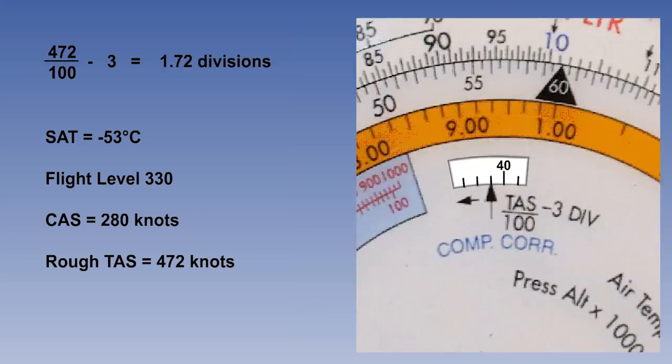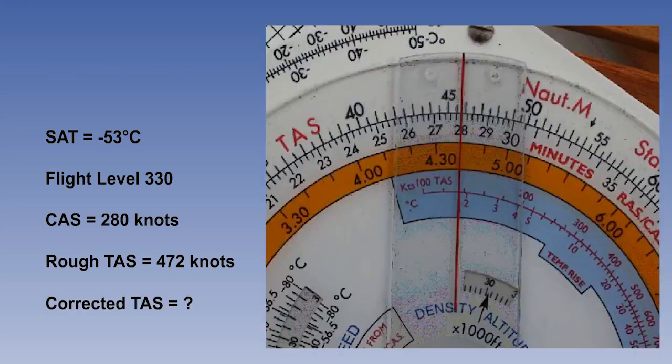Now we have to correct again for compressibility. 472 over 100 minus 3 comes to 1.72 divisions. Move the index 1.72 divisions to the left. And as before, read off the corrected TAS on the outer scale against the new position of 280 knot CAS on the inner scale. What corrected TAS do you get? You should have found a compressibility corrected TAS of 458 knots.